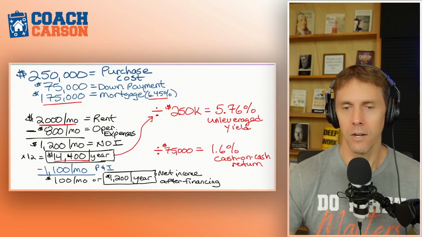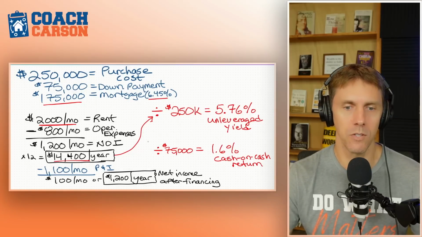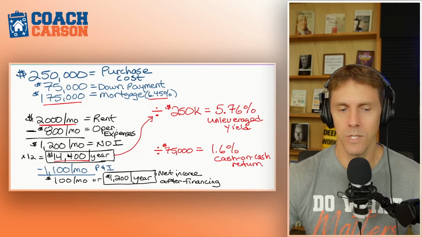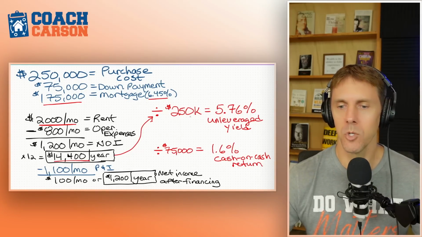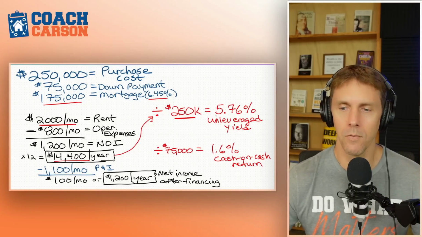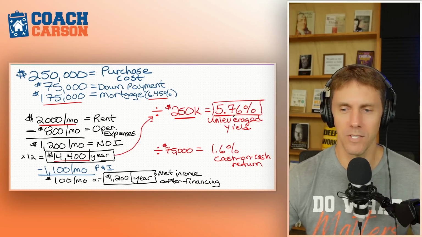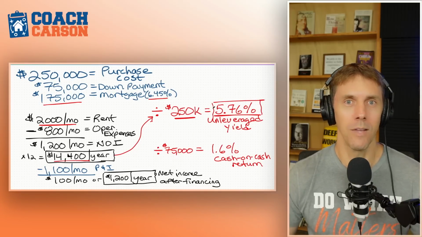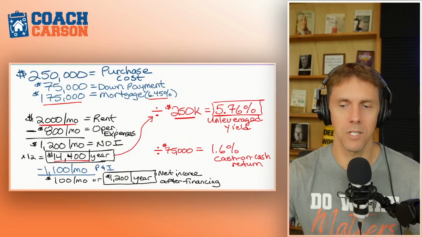But I also want to figure out the ratio if I had no mortgage on this property. And so I divide 14,400 by 250,000 bucks. That's my total purchase cost for this property. And I'm going to get my unleveraged yield of 5.76%. Now, I'm going to talk about this number a little bit more when we see how this is relevant to 2025 and how you actually use this number.